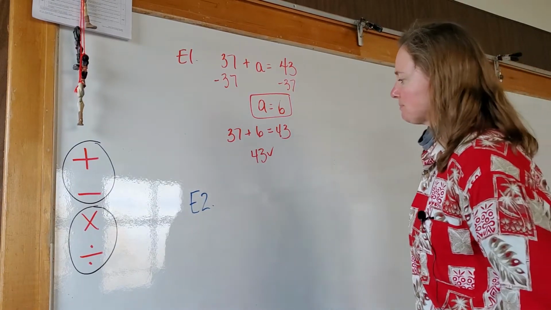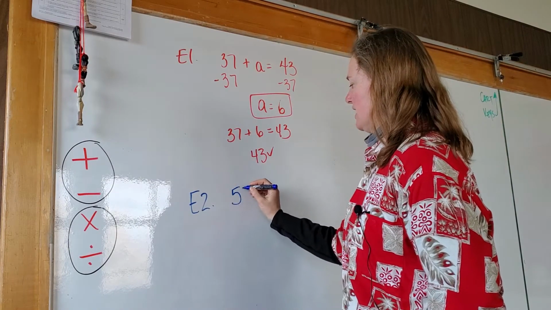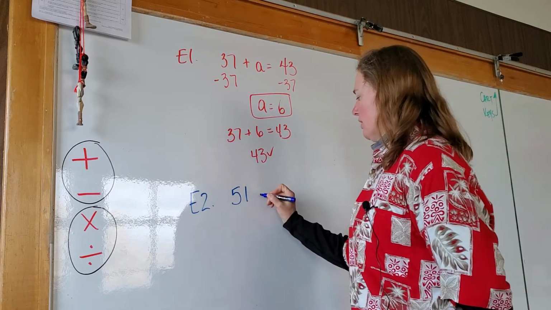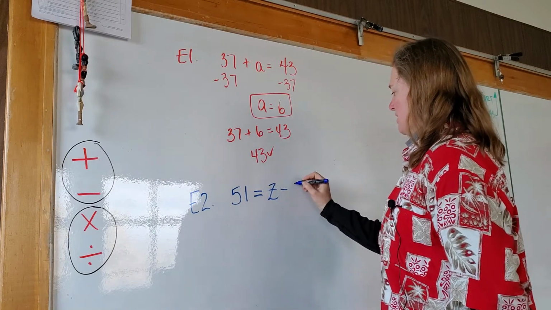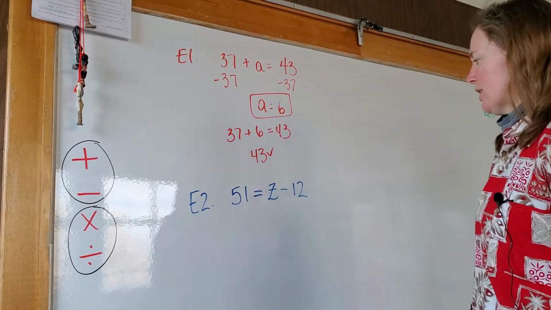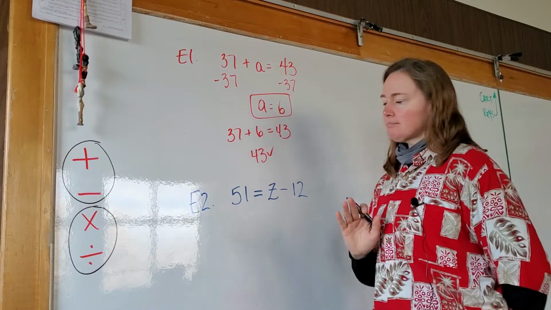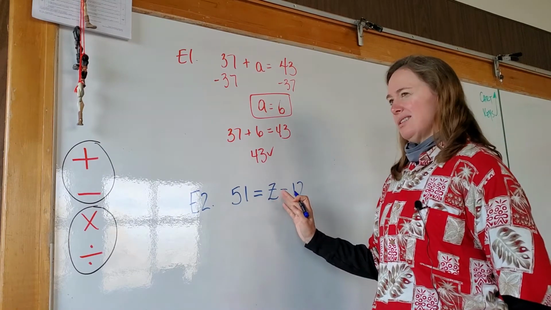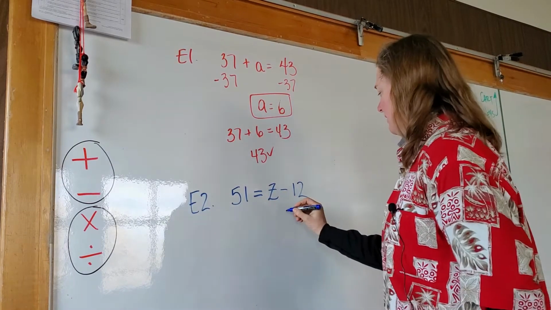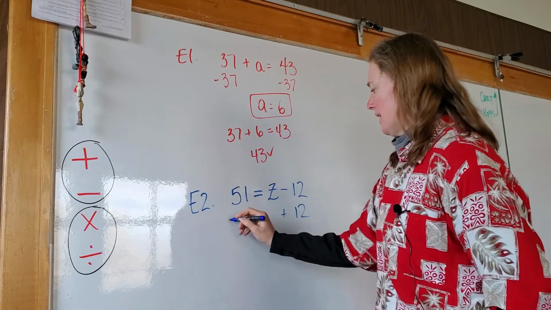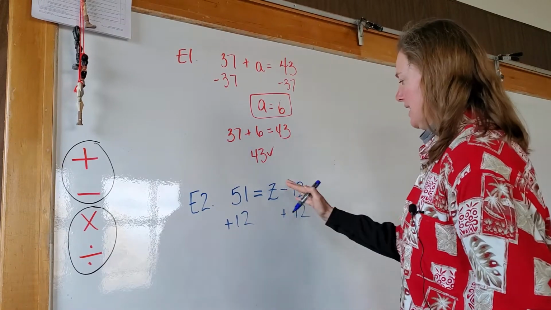But example 2. Let's say we have 51, and we're going to say that's equal to z minus 12. Okay, we could do this. It's set up a little different. We can do this. So first thing I look for is the variable. Okay, what's happening to the variable? Well, it's being subtracted by 12. So what's the inverse of subtract 12? Plus 12. Oh, I got to add 12 on this side, because what you do to one side of the equal sign, you have to do to the other side of the equal sign to keep it equal.